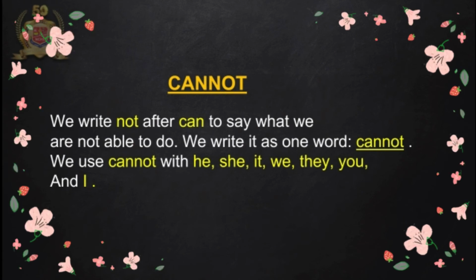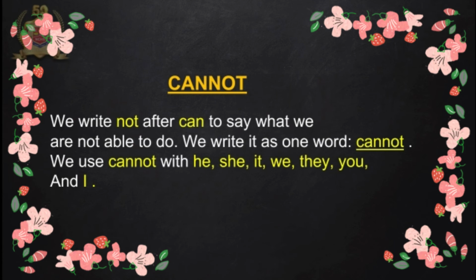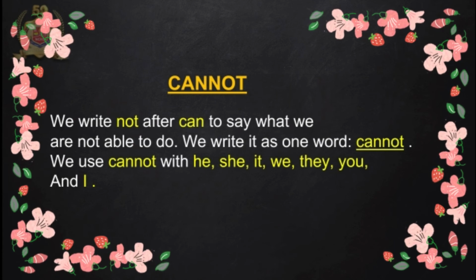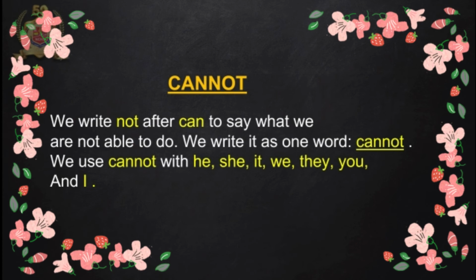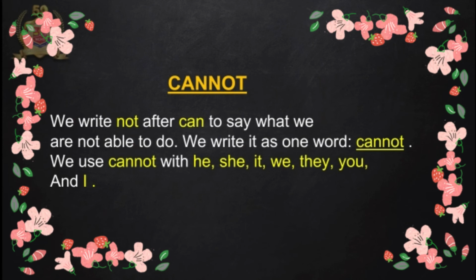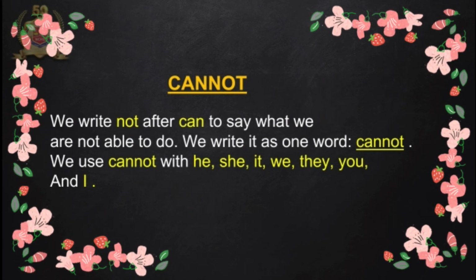Children, let's understand how do we use cannot. We write not after can to say what we are not able to do. We write it as one word, cannot. We use cannot with he, she, it, we, they, you and I.